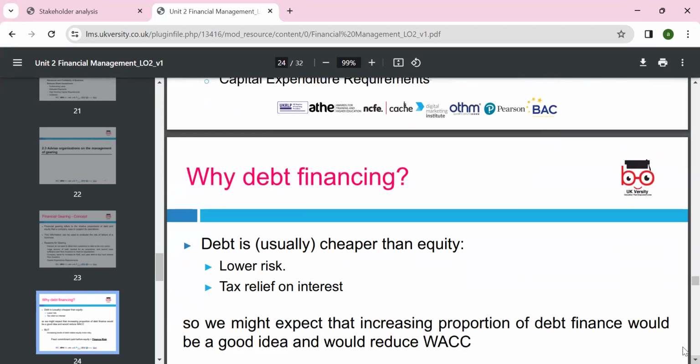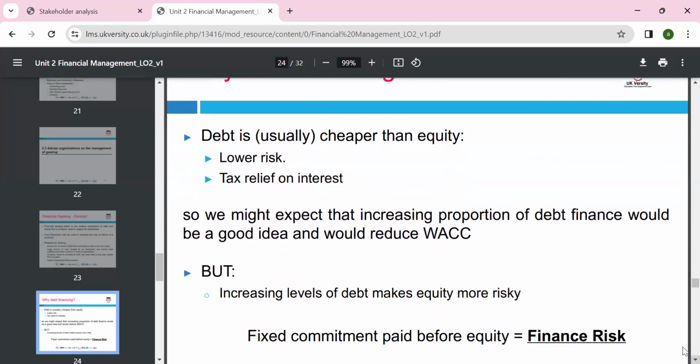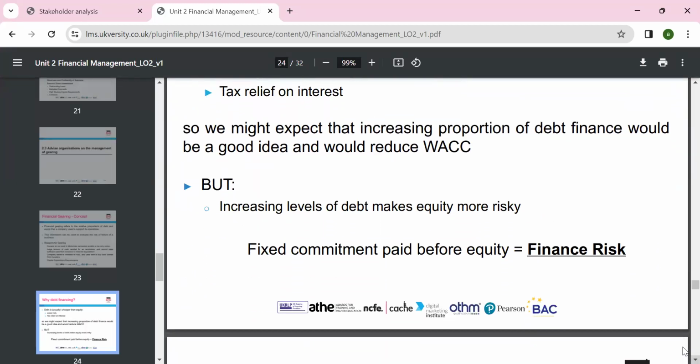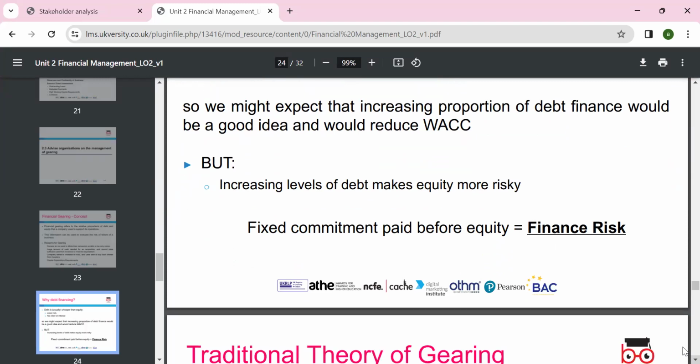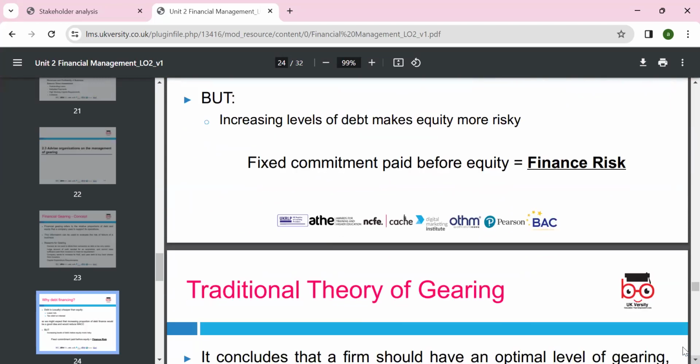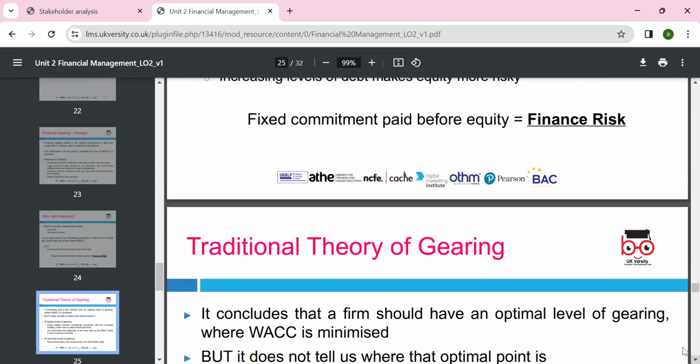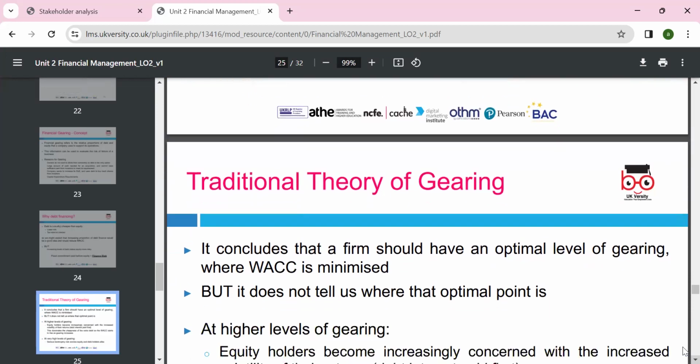Okay, then we can look at why debt financing. It is usually cheaper than equity, low risk, tax relief, and so we want to increase the proportion of debt, and we can look at the weighted average cost of capital. We can reduce or increase the level of debt. Equity is more risky, and we can look at the firm commitment paid before the equities and the financial.